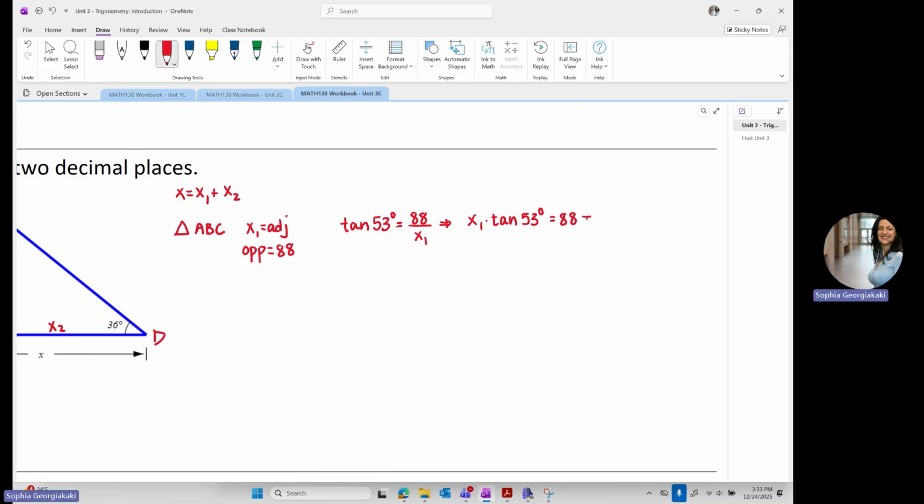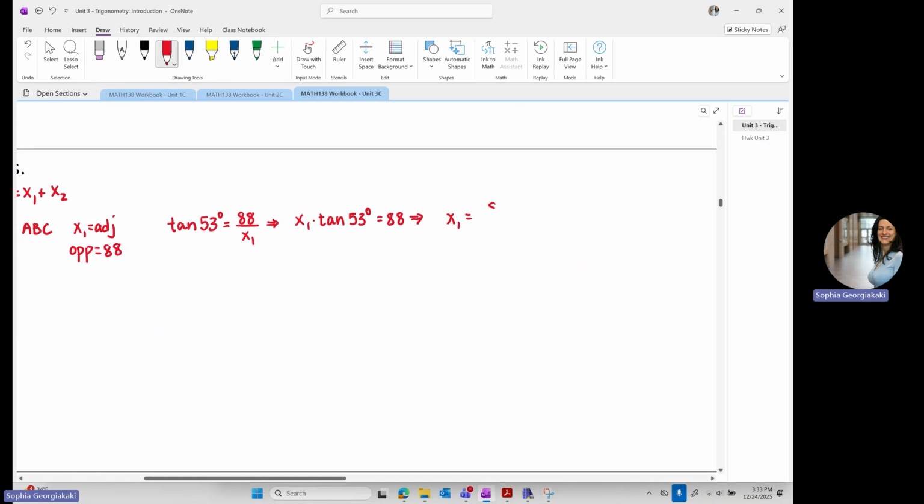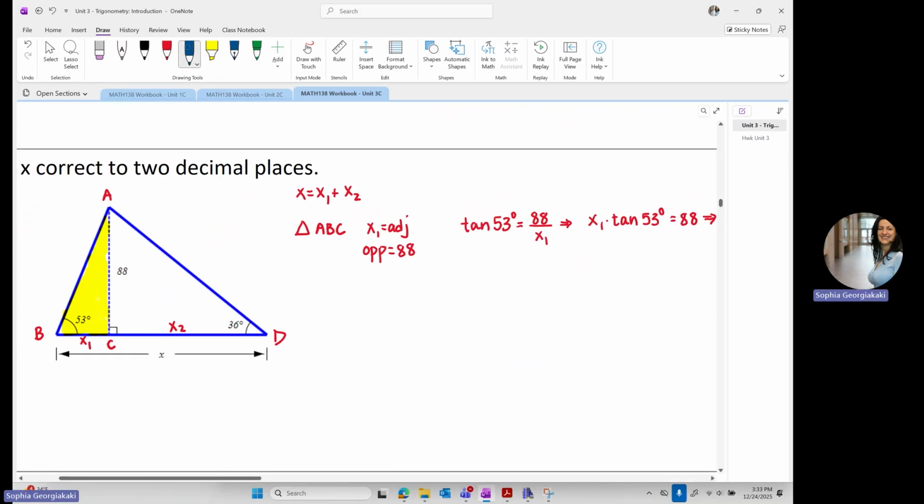And I will divide by the tangent of 53. So x1 equals 88 divided by the tangent of 53. Now in the triangle ACD, the x2 is the adjacent of the angle D, and the opposite is 88. And I will do the same calculation with the tangent function to solve for the adjacent.